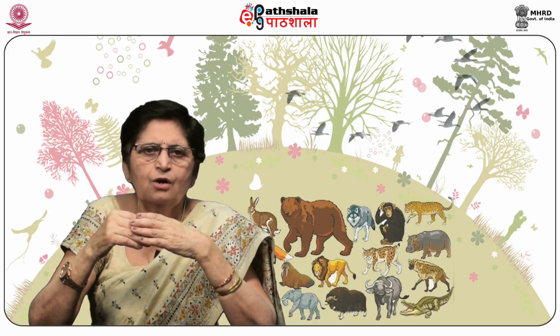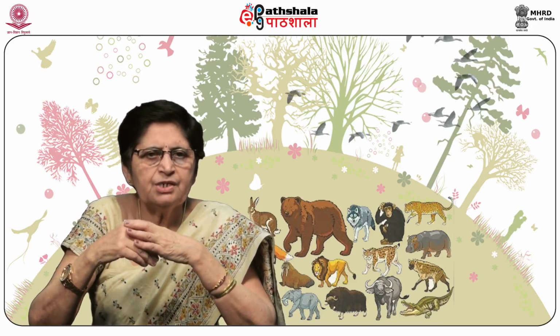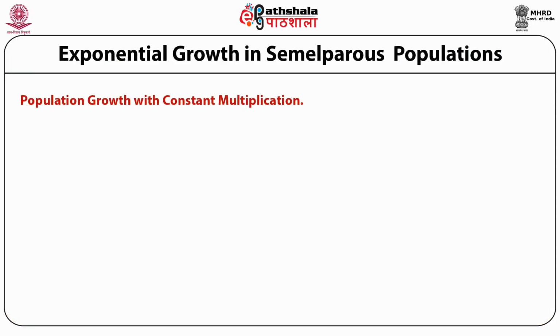They have a common history. For example, when these populations breed, they can have two ways. One is that the multiplication rate may be constant and the growth can occur, or the multiplication rate in the case of simulparous populations may depend upon the population density. Population growth with constant multiplication.